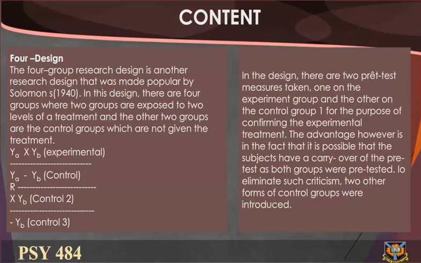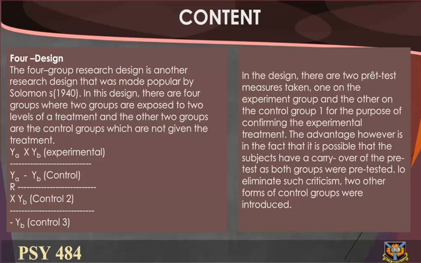Four-group design. The four-group research design is another research design that was made popular by Solomon, 1949. In this design, there are four groups where two groups are exposed to two levels of a treatment, and the other two groups are the control groups which are not given the treatment. YA, X, YB experimental; YA to YB control; X, YB control 2; YB control 3.